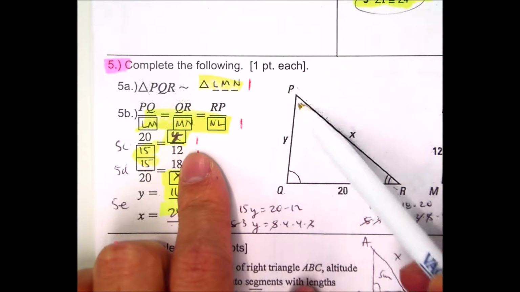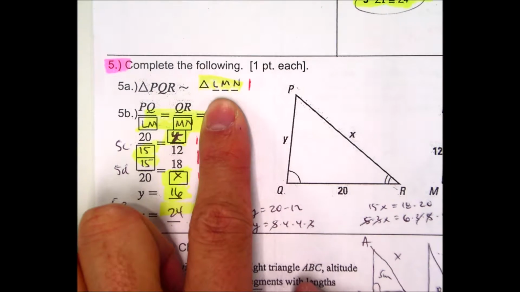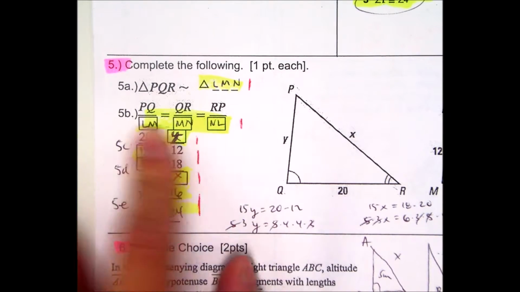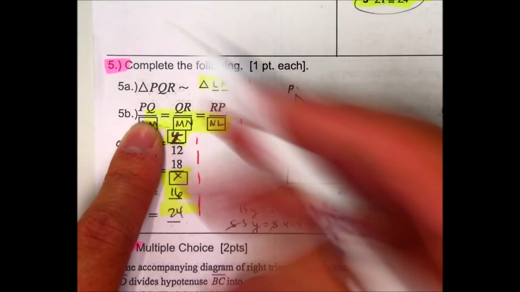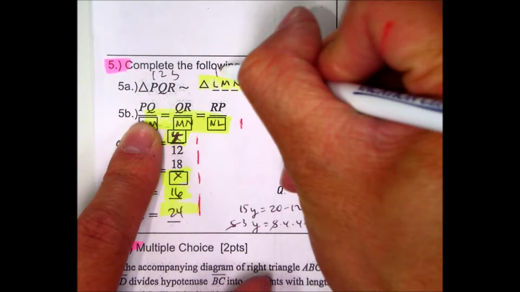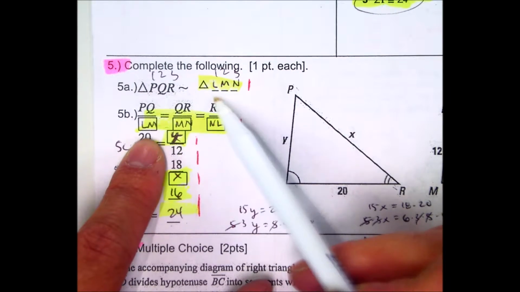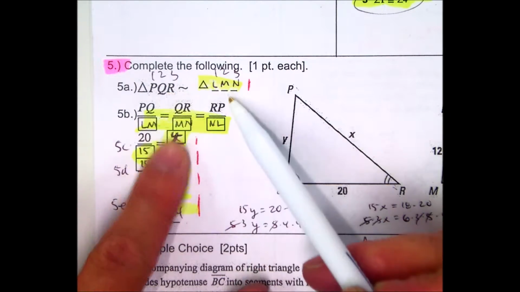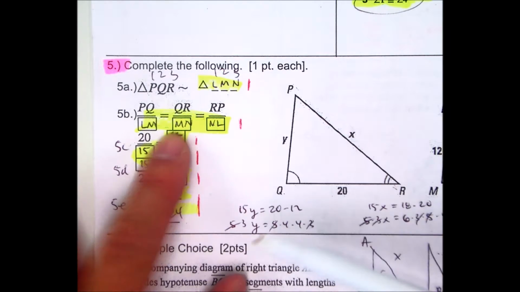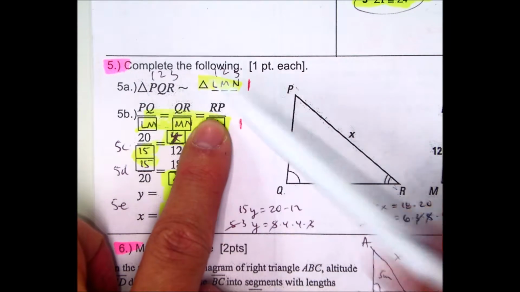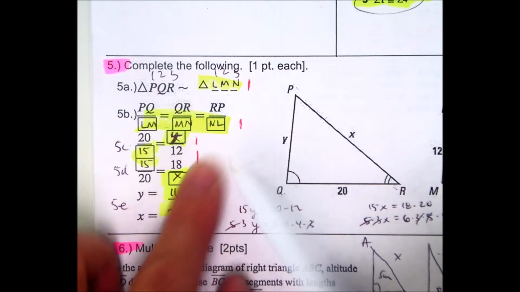For question number 5, triangle PQR is similar to triangle LMN. Then I just had to fill this in. PQ is the first and second letter. That is LM. QR, second and third, MN would be the second and third. RP, third, first, that would be NL. If you got all of those correct, you got 1 point.